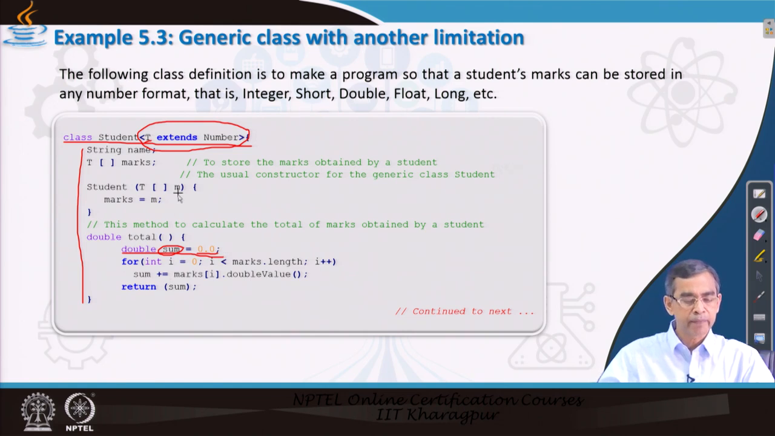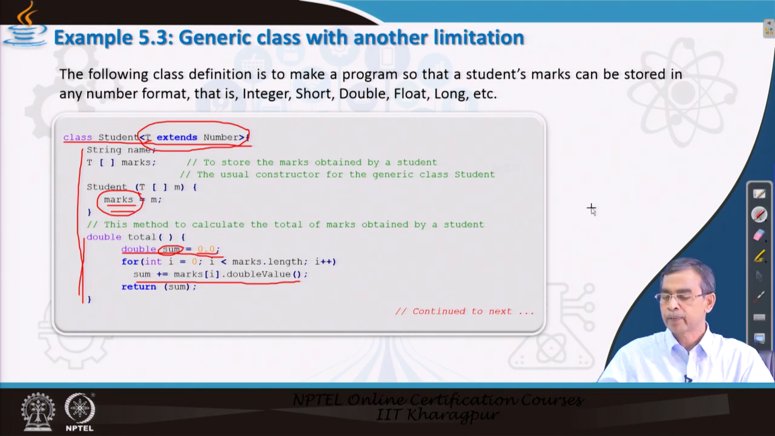For a given collection which is stored in marks, marks is basically a collection of numbers of any type, and it will calculate the sum of all values stored in this array marks, and then return the sum. So, this method basically calculates the total of all the values stored in the array. This is a pretty simple concept.